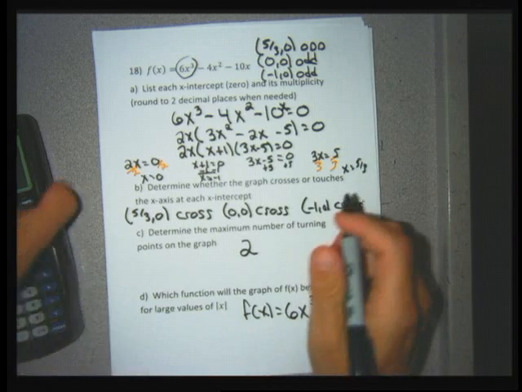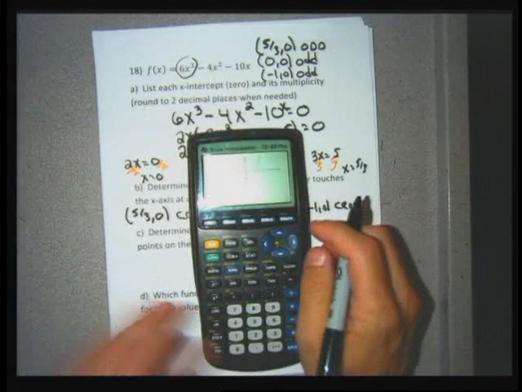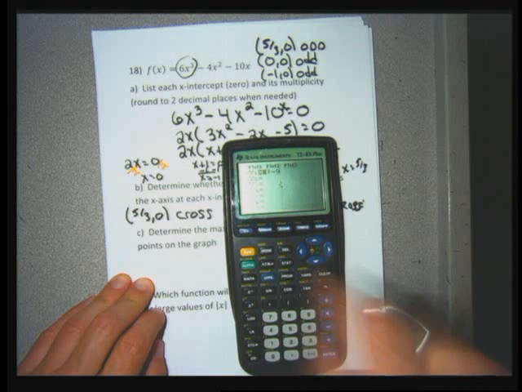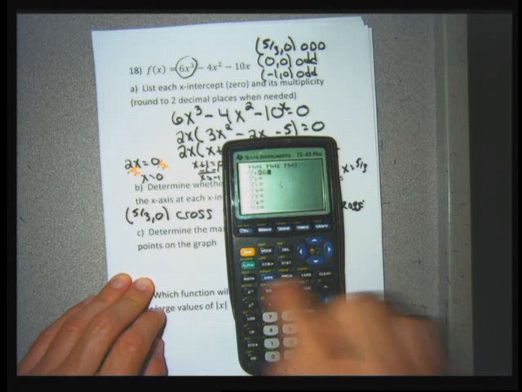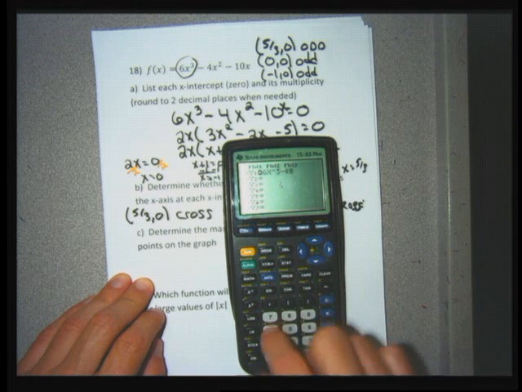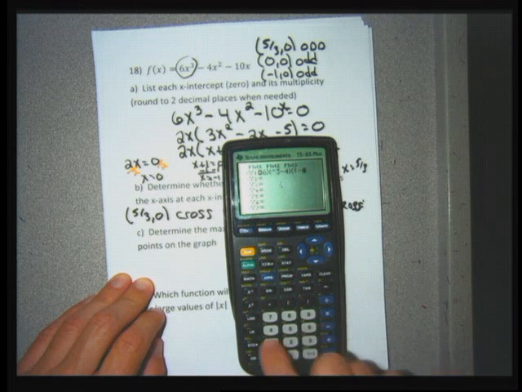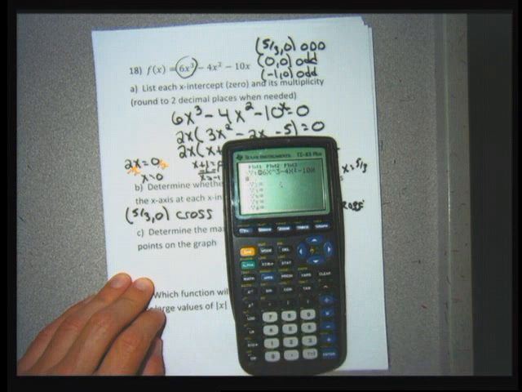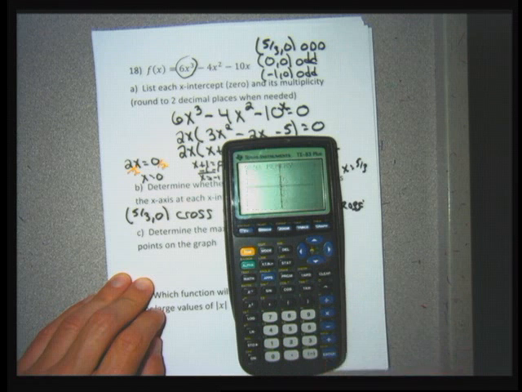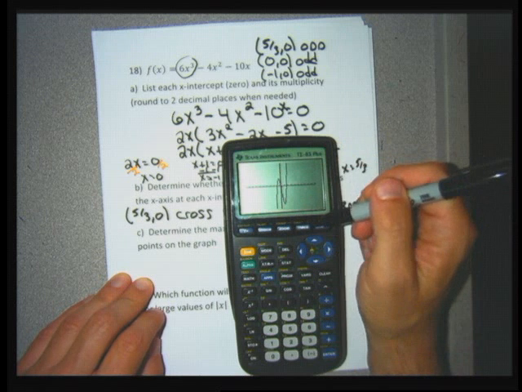Now I'm going to sketch a graph. Y equals 6x^3 minus 4x squared minus 10x. I'm going to do a zoom standard. That window probably won't be adequate, but maybe it is. Oh, it probably is. So it's just a nice little S-shaped figure.